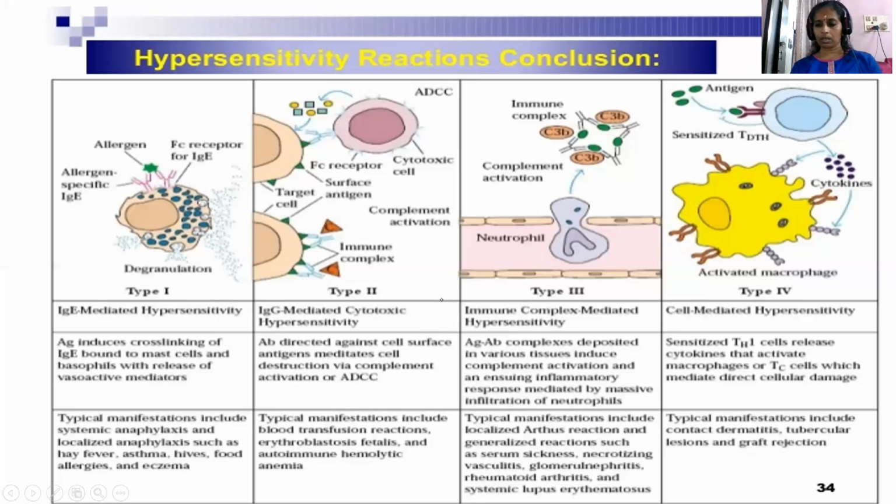So here, these are the major types. This is the IgE mediated reaction, this is the antibody mediated IgG and IgM reaction, this is a typical immune antigen-antibody complex mediated reaction, and this is a sensitized T cell mediated reaction. So this is the conclusion of hypersensitivity reactions.